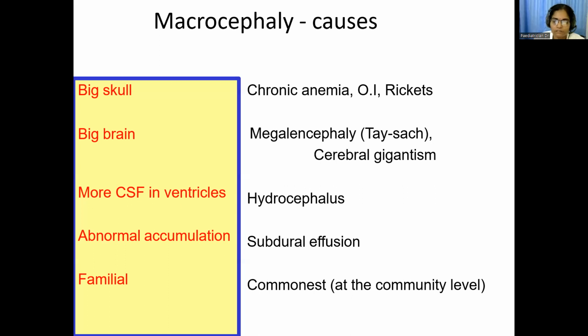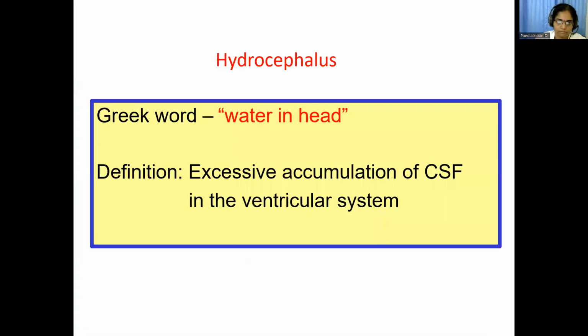And familial causes are commonest at the community level. Here the parents have a bigger head and the children also have a bigger head. So here you go, according to the causes for macrocephaly, the commonest thing that you have to rule out is familial macrocephaly, in which case you measure the head circumference of the parents also. So do not forget to measure the head circumference of the parents.